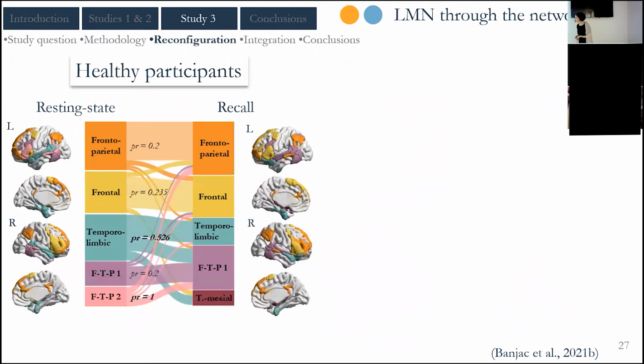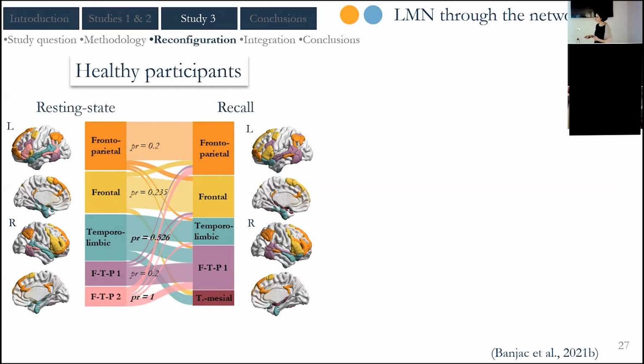And here are the results. These alluvial diagrams show on one side the configuration of modules during resting state, and on the other the configuration during the task, the recall task. These rivers show how regions change their modularity participation, and these values show how much modules changed from resting state to recall. When we analyzed this reconfiguration in the healthy participants, we found several interesting phenomena.